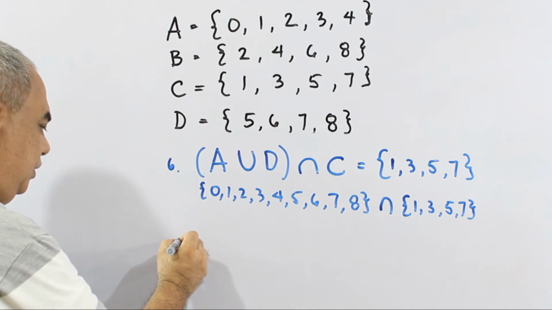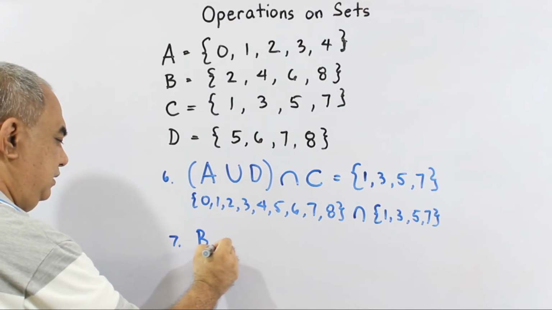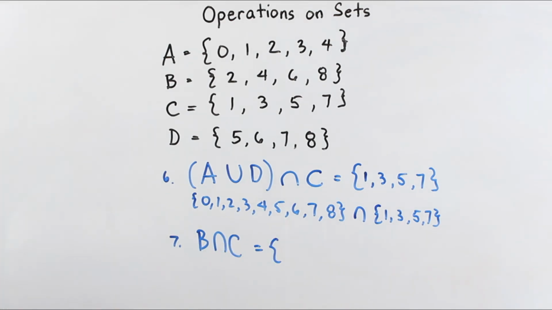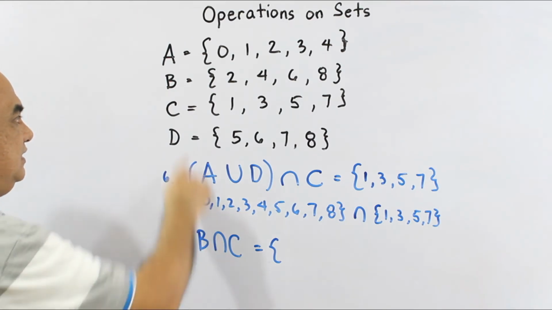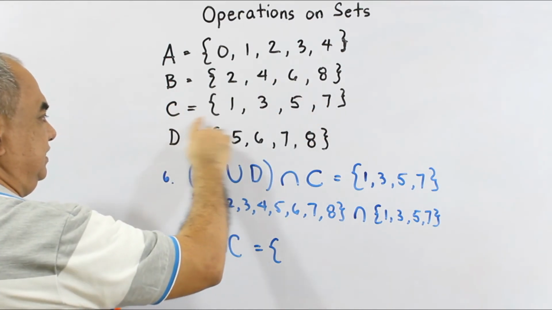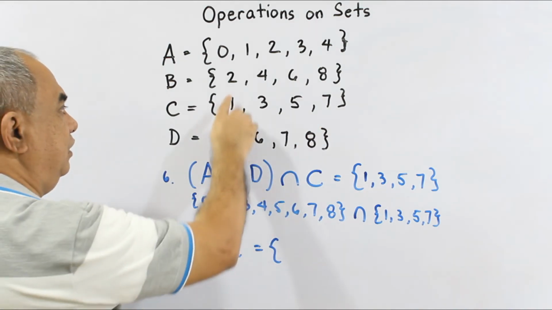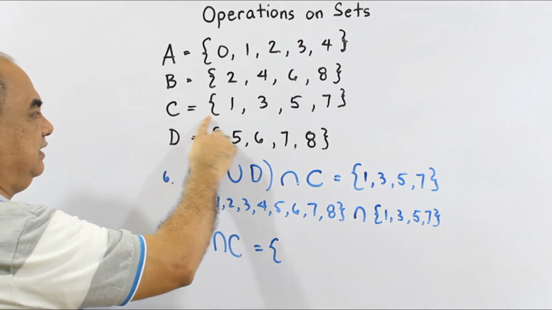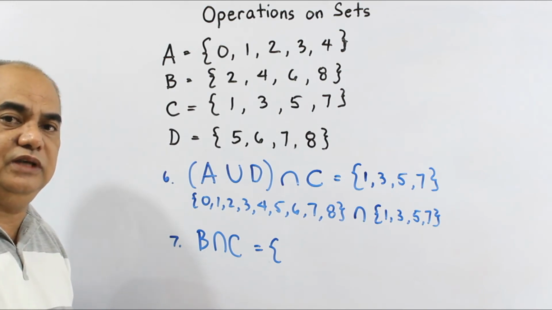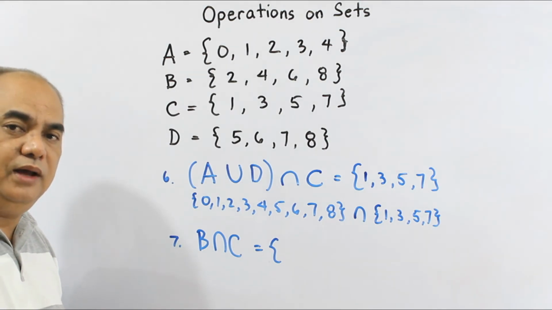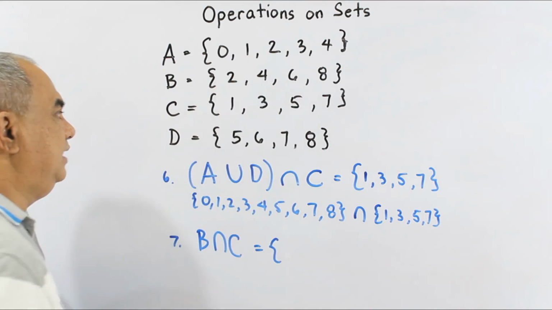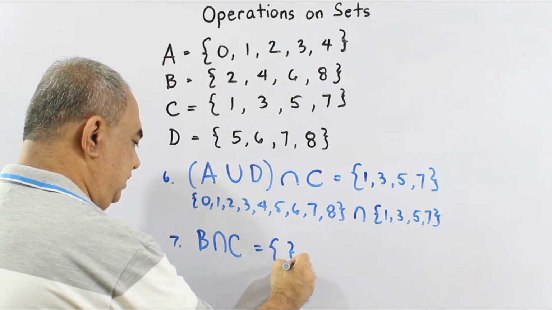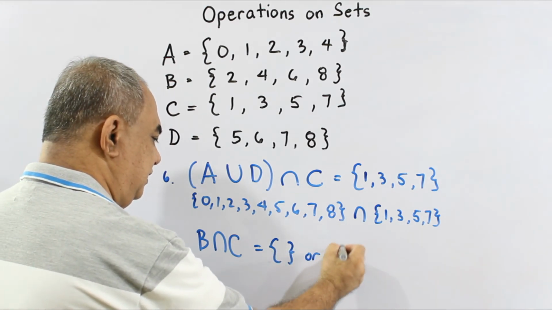Finally, let's have one more example. Set B intersect with set C. What do you think are the elements, or at least one element, in set B that is also an element in set C? You will notice that all the numbers for set B are even numbers, whereas in set C we have odd numbers, meaning there is not even one element that is common to both sets, so that it will give us an answer of empty set, or sometimes the symbol is this.